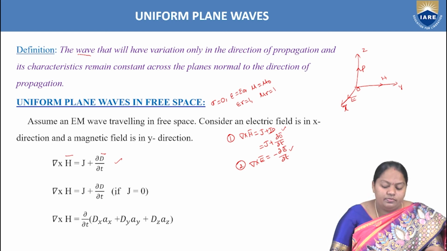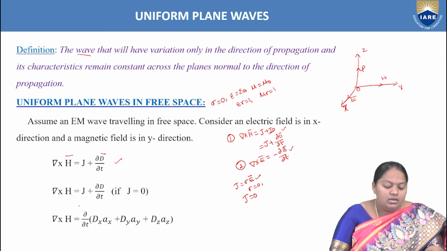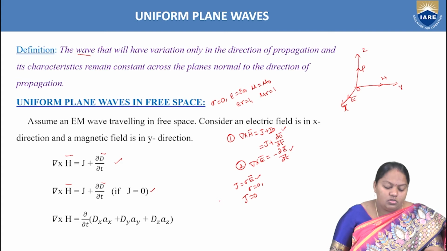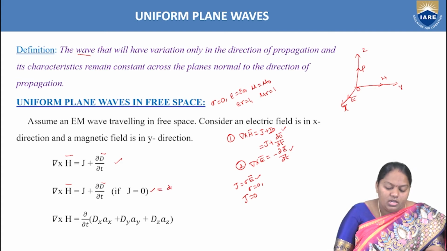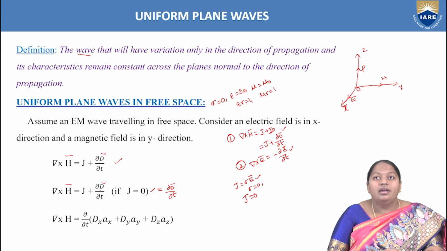Now J is the conduction current density, and we know the formula J equal to sigma into E bar. According to the characteristics of the free space medium, sigma equal to 0. If you substitute sigma by 0 in this equation, then J becomes 0. Hence, del cross H bar equal to J plus dou D bar by dou T, and for a free space medium the conductivity is 0, so J becomes 0. Then the remaining term gives del cross H bar equal to dou D bar by dou T.